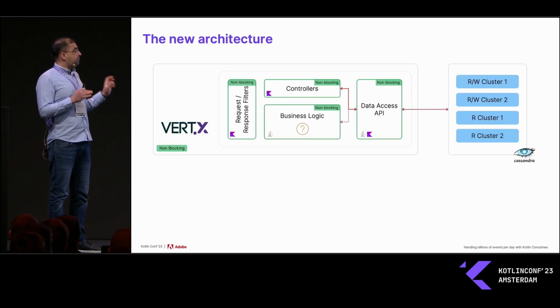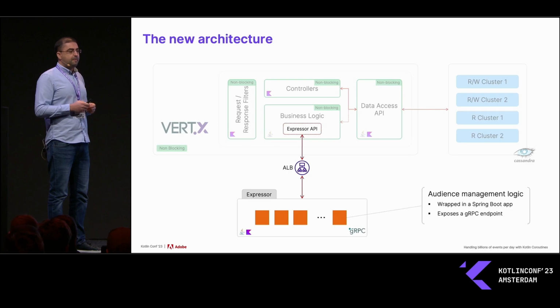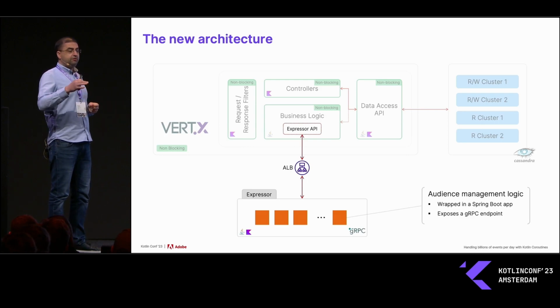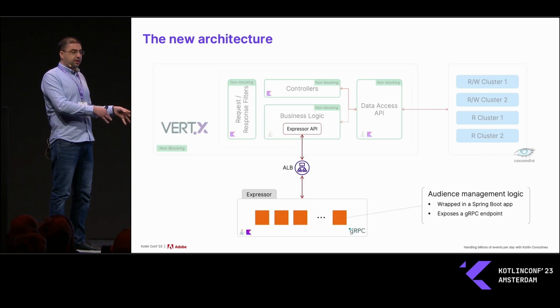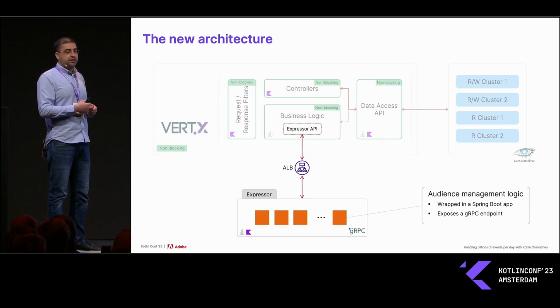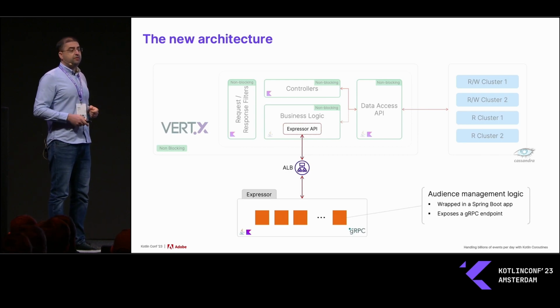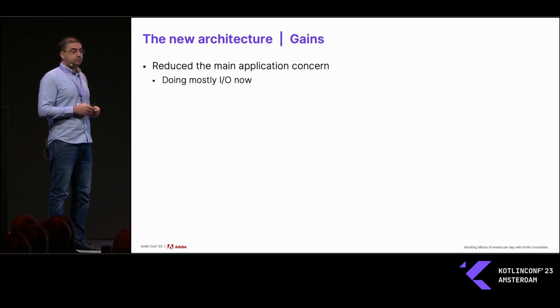So starting from our existing architecture, the problem at this point lay somewhere in the business logic. Although it's depicted here as non-blocking, it was effectively blocking during those microbursts. So we took the heavy segmentation logic out of the business logic and wrapped it in a Spring Boot application that we deployed as a separate application, which exposes a gRPC endpoint. And we now call this application asynchronously from the web layer via an application load balancer.